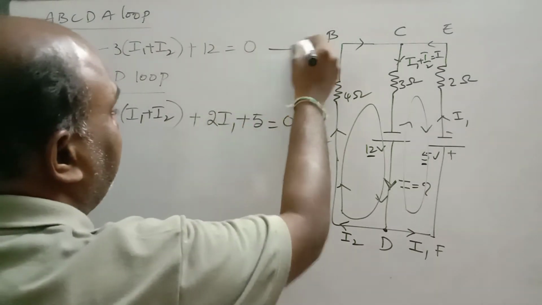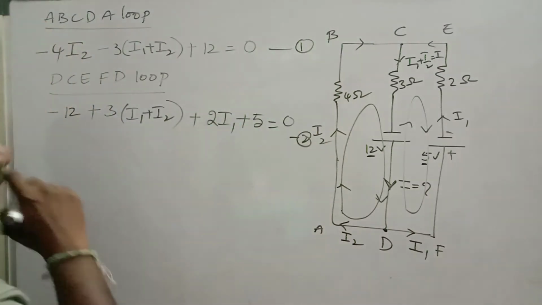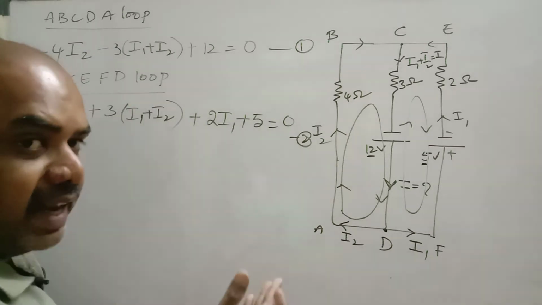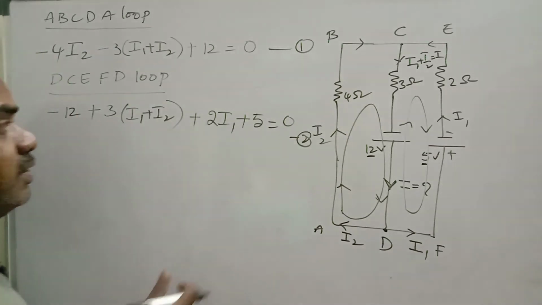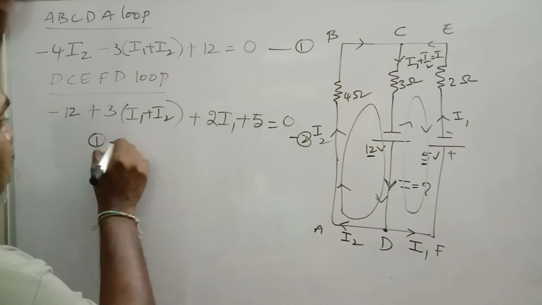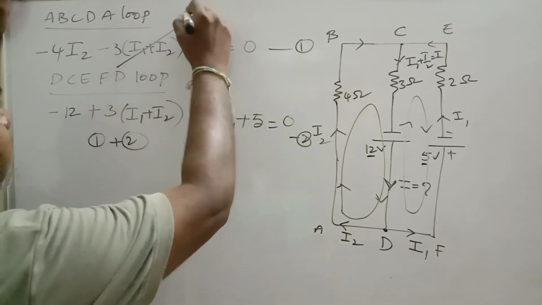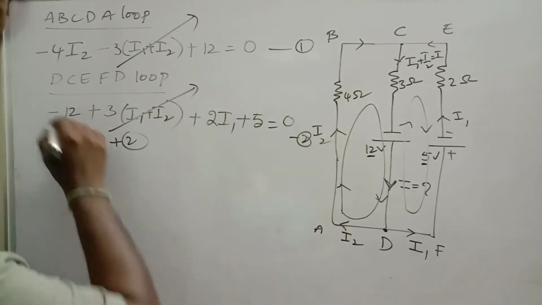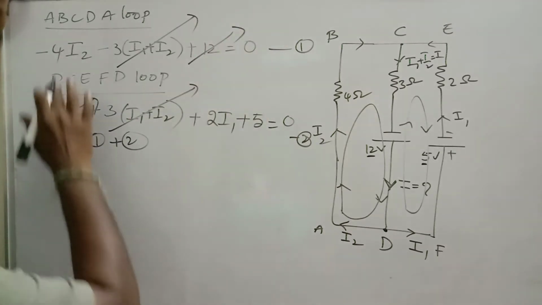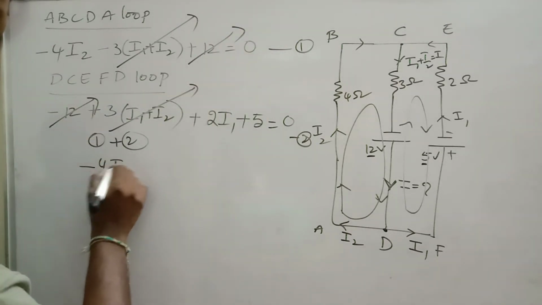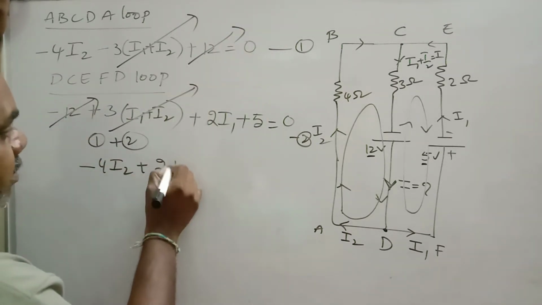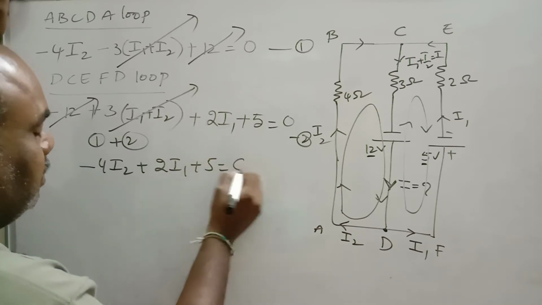This is equation number 1. This is equation number 2. Now if you solve these two, you will get I1 and I2. Then you add these two. If you add 1 plus 2, what will happen? Minus 3 I1 and plus 3 I1 cancel, plus 12 minus 12 cancel. Now you will get minus 4 I2 plus 2 I1 plus 5 is equal to 0.